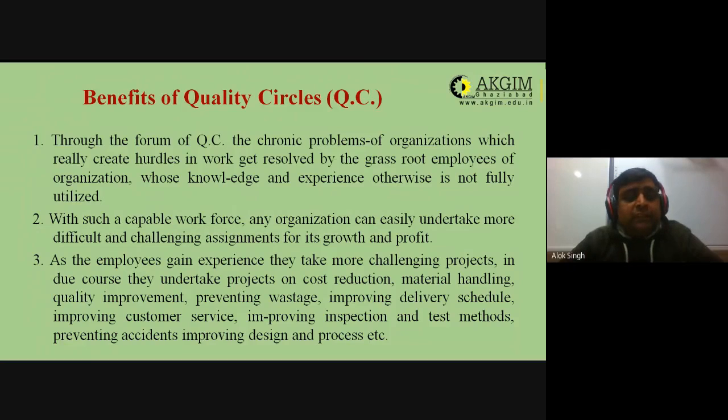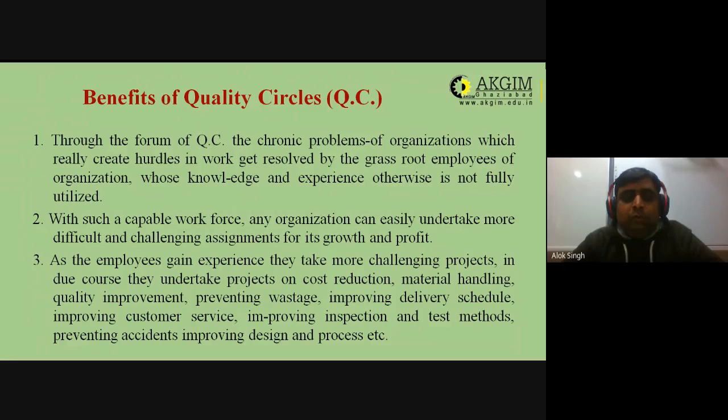Okay, next is, as the employees gain experience, they take on more challenging projects. In due course, they undertake projects on cost reduction, material handling, quality improvement, preventing wastage, improving delivery schedule, improving customer service, improving inspection and test methods, preventing accidents, and improving design and processes. Means these are the areas that you may discuss in your quality circle to improve upon.